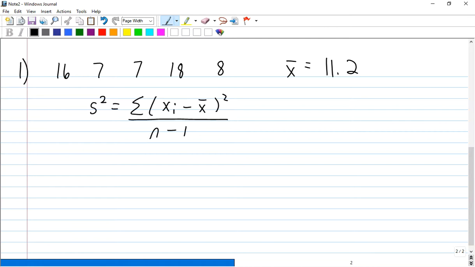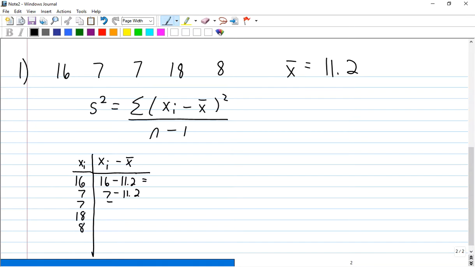Alright, so what I suggest that you do is you make a column that is going to be x sub i minus x bar. I'm going to make a little table here, so it's going to help me keep things straight. In my table, I'm going to put my data values, my 16, 7, 7, 18, and 8. That's my x sub i values. In the next column, I'm going to have 16 minus 11.2, and then 7 minus 11.2 twice, 18 minus 11.2, and 8 minus 11.2.